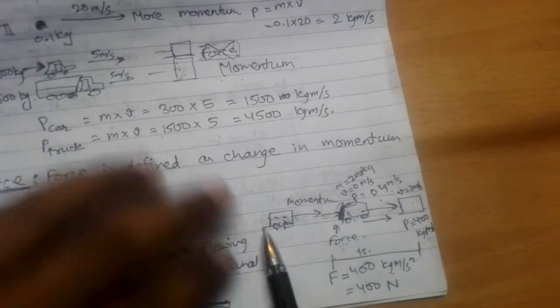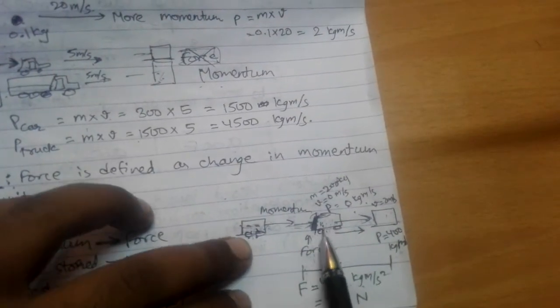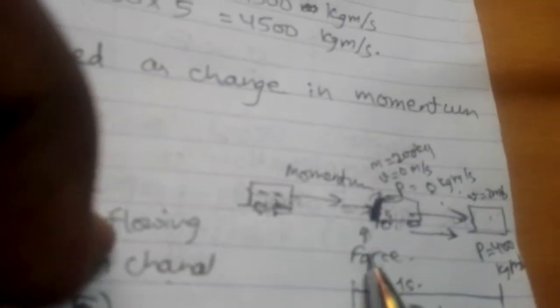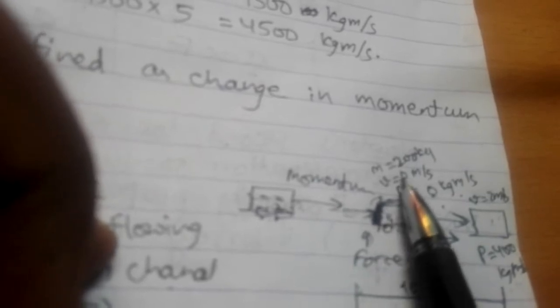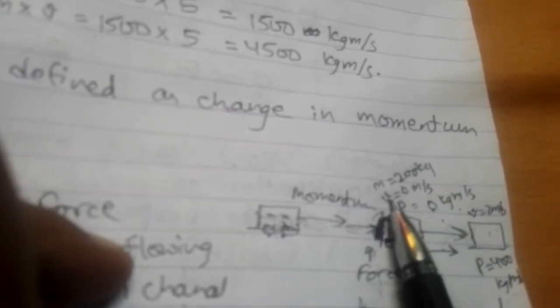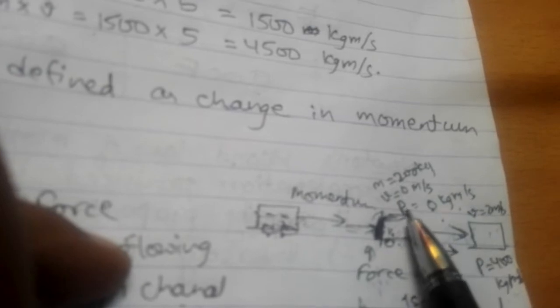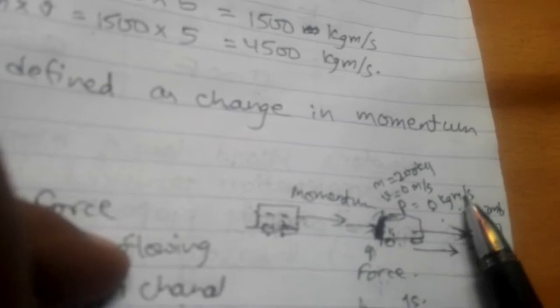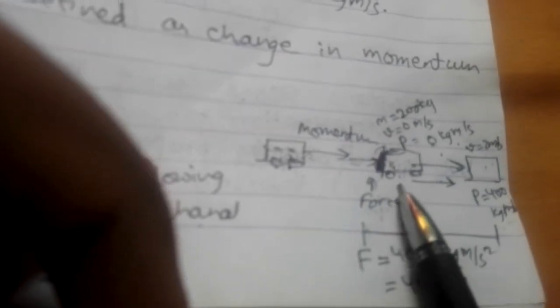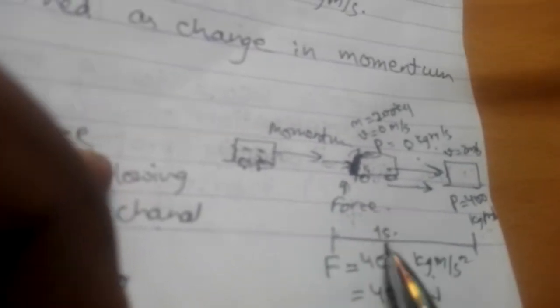Okay, now let's say this object, let me zoom it down. Okay, this object is initially at rest. That means its speed is 0 meter per second and its mass is 200 kg. So it does not have any momentum. Initially it has momentum 0 kg meter per second. Not moving, no momentum. Okay, it's like no work, no money, no income, just like that.